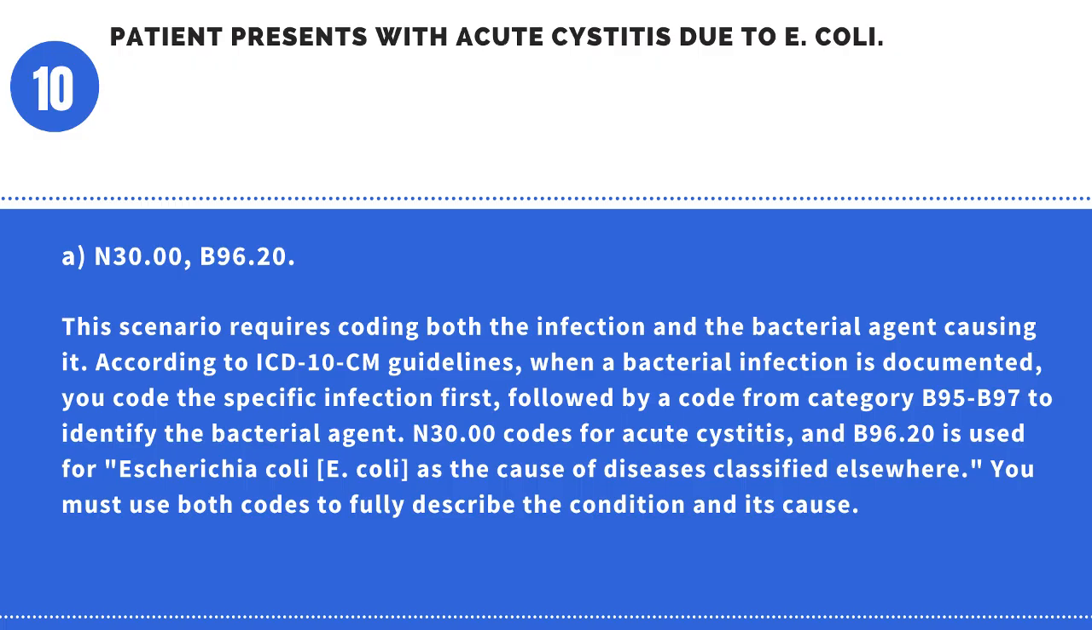Answer: A. N30.00, B96.20. This scenario requires coding both the infection and the bacterial agent causing it. According to ICD-10 guidelines, when a bacterial infection is documented, you code the specific infection first, followed by a code from category B95-B97 to identify the bacterial agent. N30.00 codes for acute cystitis, and B96.20 is used for Escherichia coli, E. coli, as the cause of diseases classified elsewhere. You must use both codes to fully describe the condition and its cause.